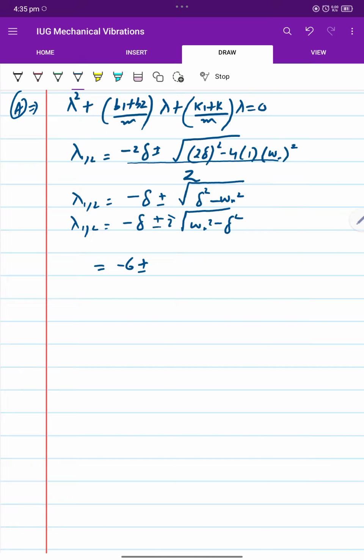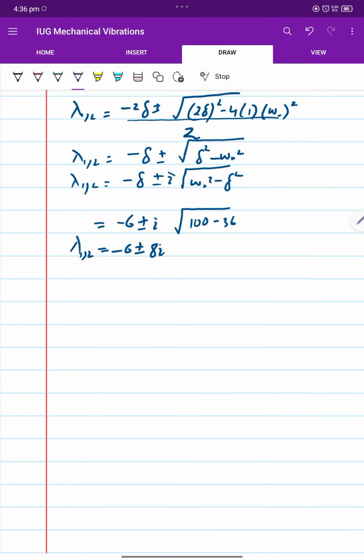Let's substitute the values, plus or minus iota. Omega squared is 100 because omega was 10, so it becomes 100 minus 36, which is 64. The square root of 64 is 8, so it becomes minus 6 plus or minus 8 iota. That's the two roots of our system.